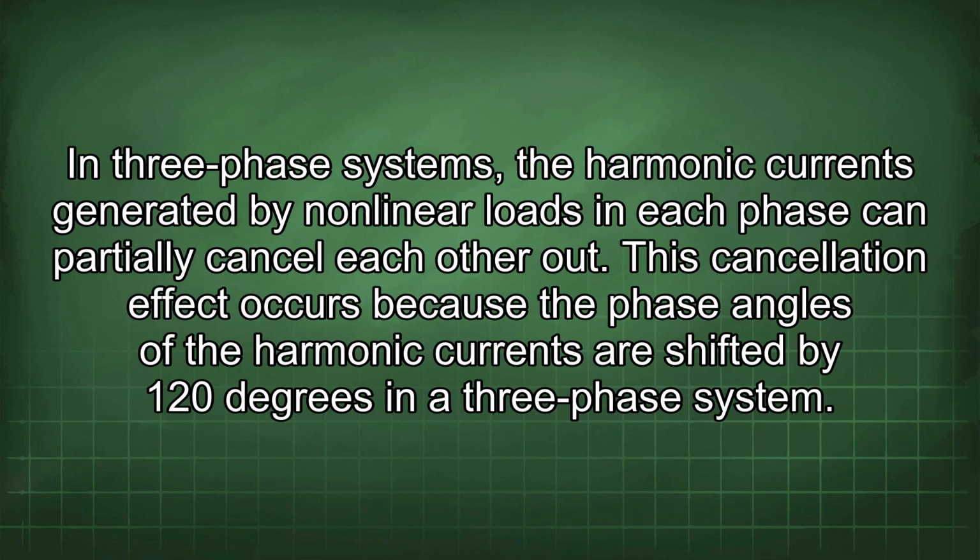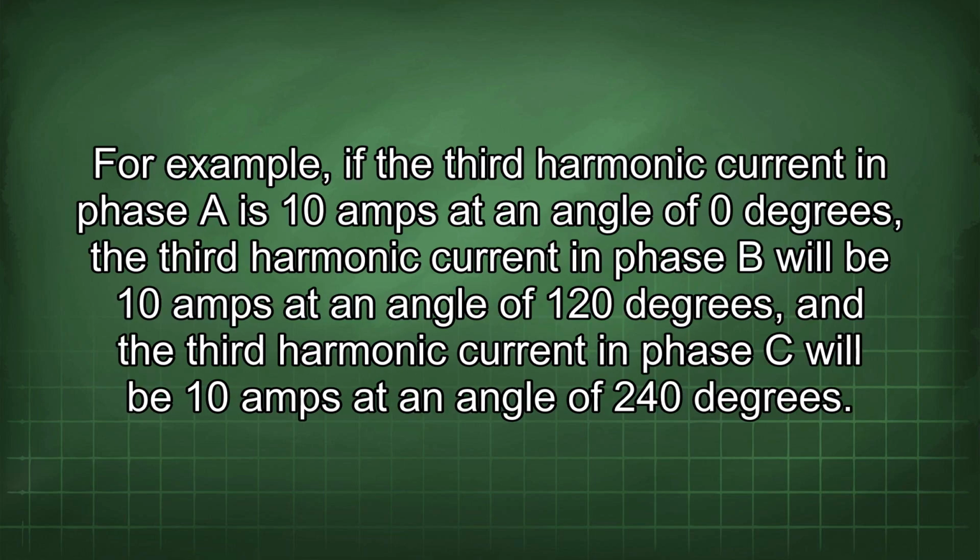In three-phase systems, the harmonic currents generated by nonlinear loads in each phase can partially cancel each other out. This cancellation effect occurs because the phase angles of the harmonic currents are shifted by 120 degrees in a three-phase system. For example, if the third harmonic current in phase A is 10 amps at an angle of 0 degrees, the third harmonic current in phase B will be 10 amps at an angle of 120 degrees, and the third harmonic current in phase C will be 10 amps at an angle of 240 degrees.